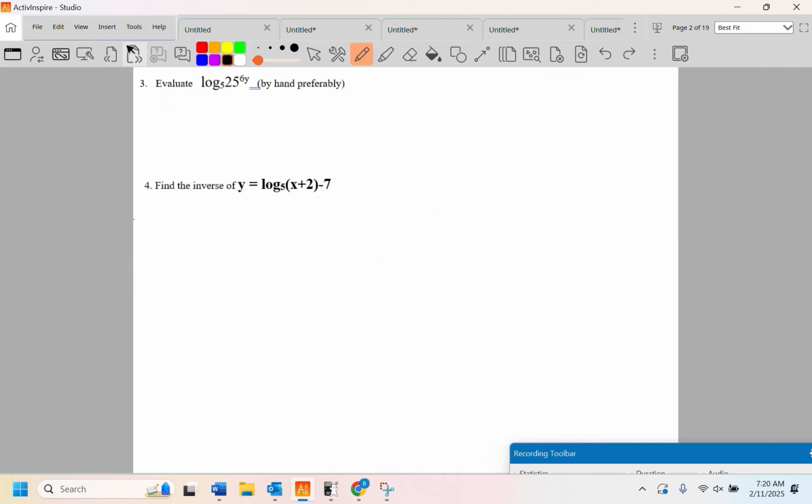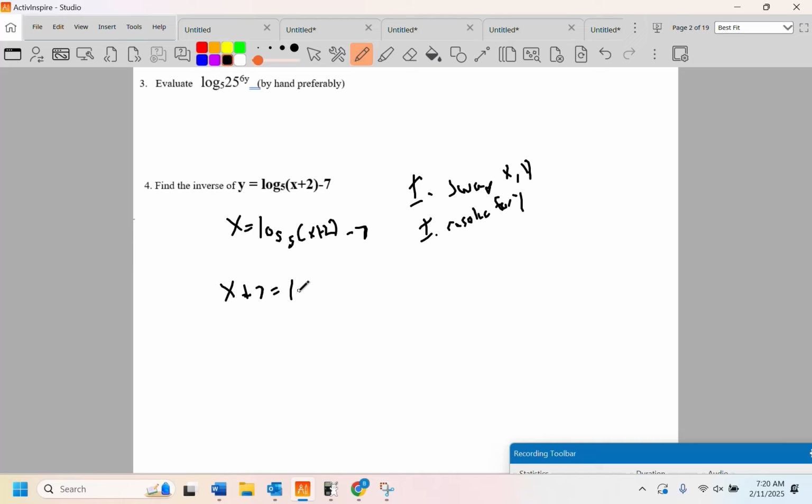All right, moving back to 4. Find the inverse of y equals log base 5 of x plus 2 minus 7. First thing you do on inverses is you swap x and y. So x equals log base 5 of y plus 2 minus 7. Step 2 is to resolve for y. So we're going to add 7 to both sides. X plus 7 is log base 5 of y plus 2.